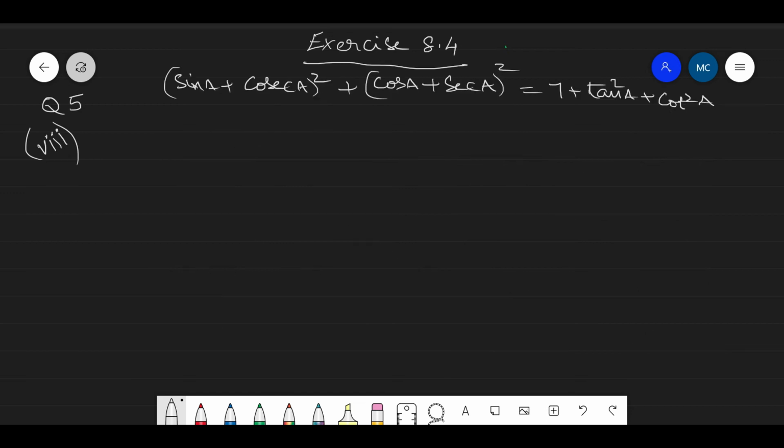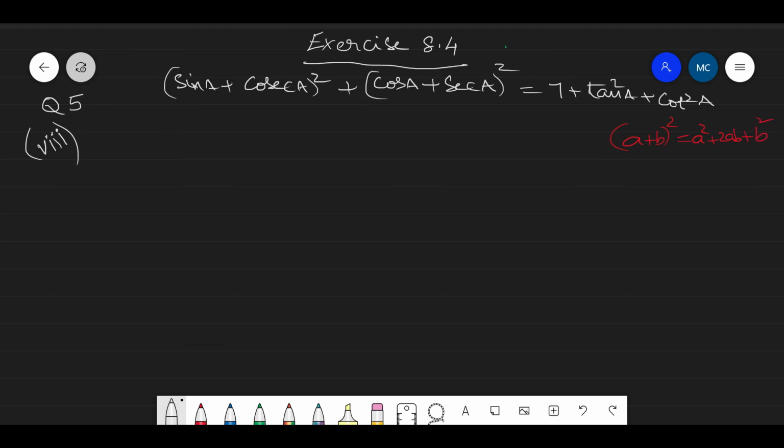Okay, now we'll see the next problem. Here they gave (sin a + cosecant a) whole square plus (cos a + secant a) whole square is equal to 7 plus tan square a plus cot square a. Now let us expand this. What is the identity we are going to use? We will be using (a + b) whole square is equal to a square plus 2ab plus b square. That identity we are using here.